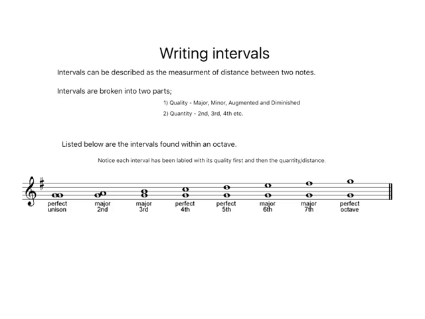Intervals are broken into two parts. First part is the quality, so major, minor, augmented and diminished. And then the quantity, so the distance, so second, third, fourth, etc. Listed below are the intervals found within an octave. Notice that each of the intervals has the quality and then the quantity. So major second, major third, perfect fourth.